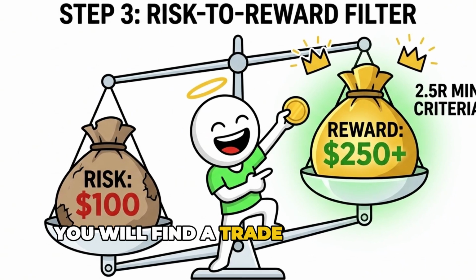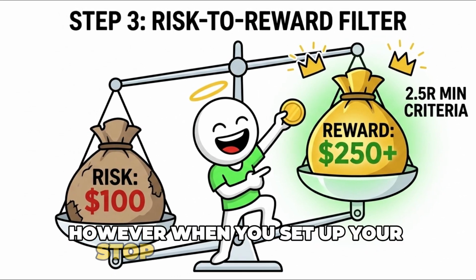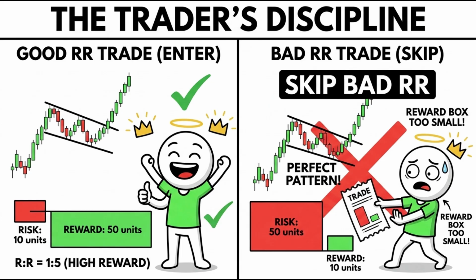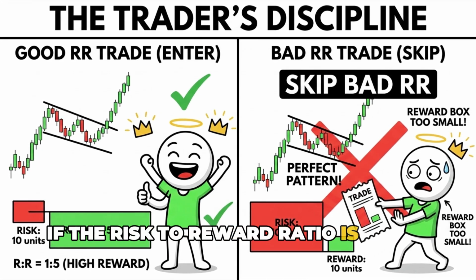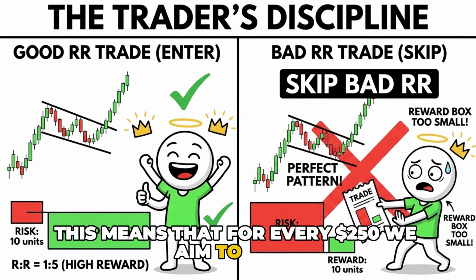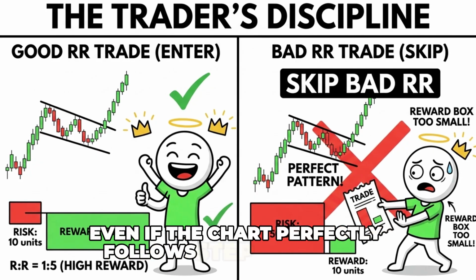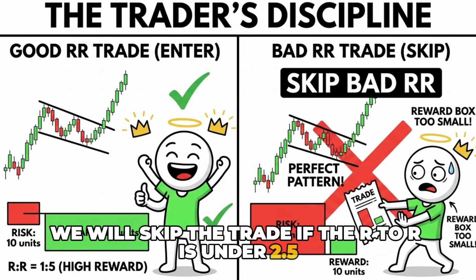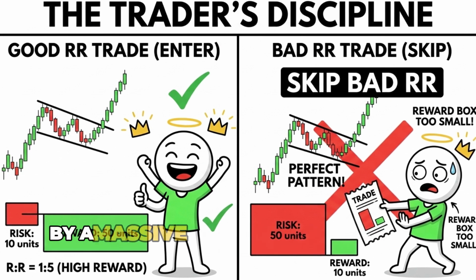Occasionally, you will find a trade that checks every single box in terms of structure and zones. However, when you set up your stop loss and take profit, you might find that it has a low risk to reward ratio. To maintain long-term profitability, we only take trades if the risk to reward ratio is above 2.5 to 1. This means that for every $250 we aim to make, we are only willing to risk $100. Even if the chart perfectly follows step 1 and step 2, we will skip the trade if the R to R is under 2.5. This single rule will increase the overall profit rate of your strategy by a massive margin.